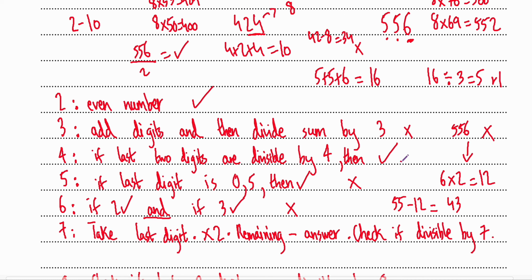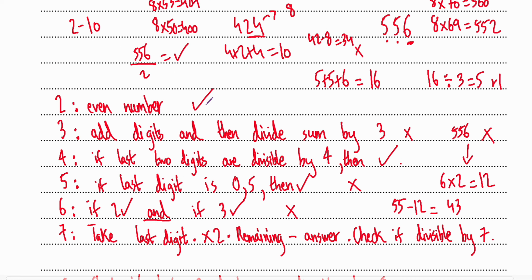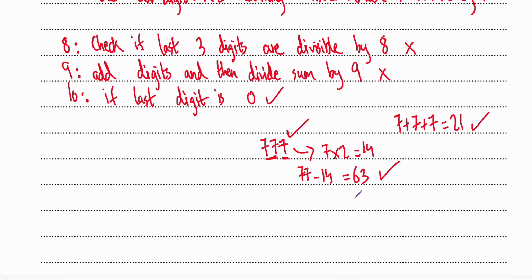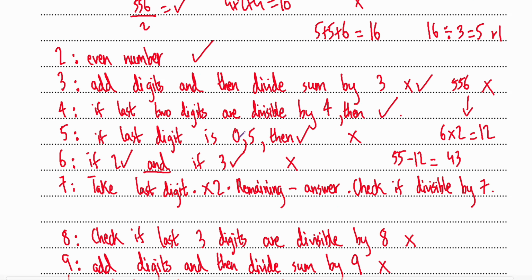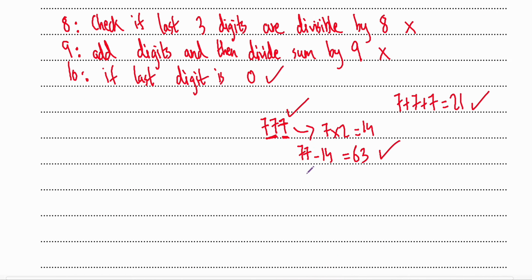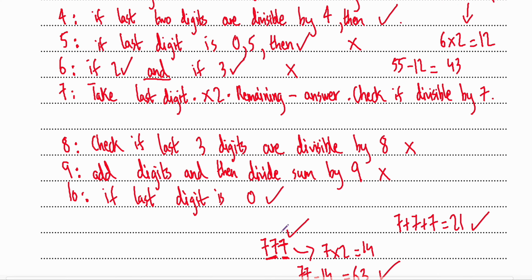So let's check what 777 is divisible by. It's not divisible by 2 because it's not an even number. It's divisible by 3. It's not divisible by 4 because 77 is not divisible by 4. It's not divisible by 5 because the last digit is not 0 or 5. It's not divisible by 6 because it's not even. Even though it's divisible by 3, it's not divisible by 2. So this is not divisible by 6. It's divisible by 7, of course, we just checked.